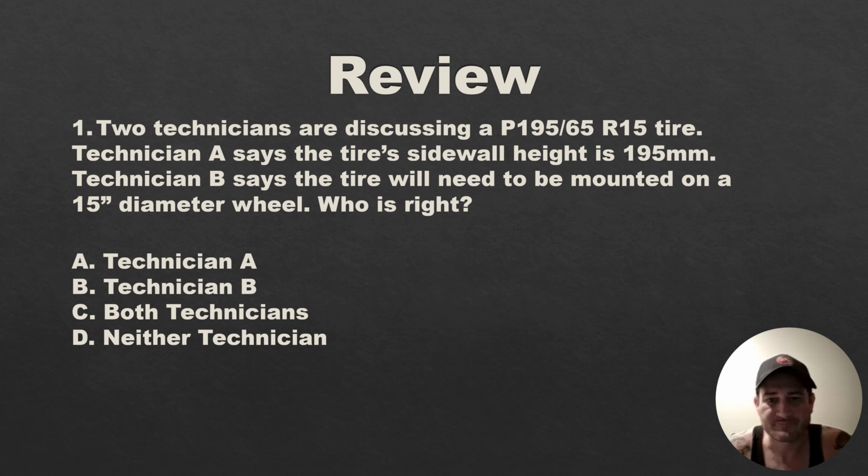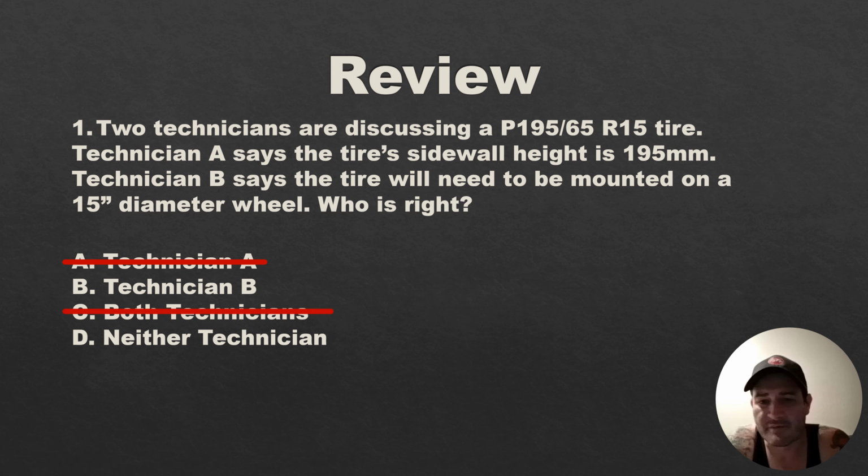So let's break into this. Technician A says the sidewall height is 195 millimeters. Well, we see the 195, and we just said that is how wide your tire is. That's your cross-sectional width. That's not the sidewall height. So A is wrong. And if A is wrong, we can cross A off, but we can also cross another one off. I'll give you a second to think about it. Pause the video if you want. The answer is C, because if A is wrong, they both cannot be right.